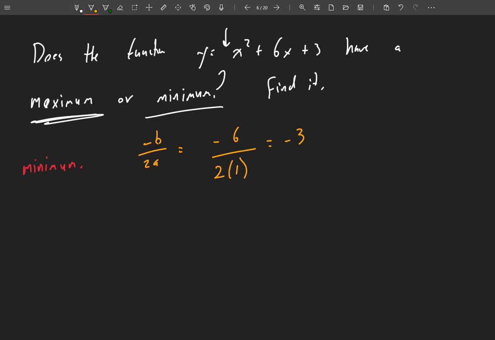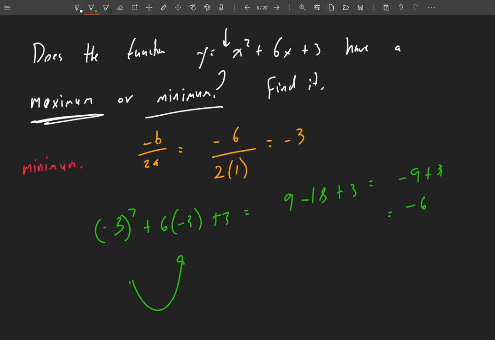And we're going to plug back in. So we have negative 3 squared plus 6, slow down, plus 6 times negative 3 plus 3. That gives me 9 minus 18 plus 3. That's negative 9 plus 3, which is negative 6. So does this thing have a maximum or a minimum? It has the minimum because it looks like this, right? And what is said minimum? Negative 6. That's how that works.